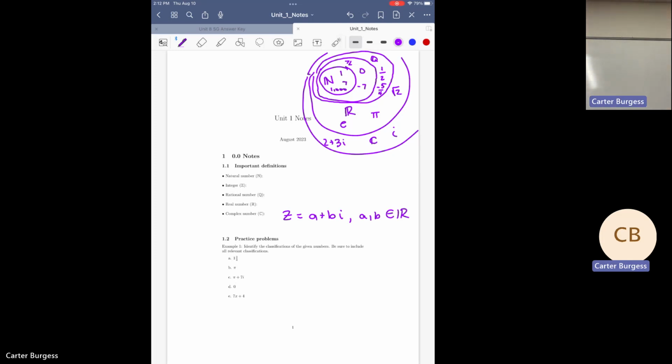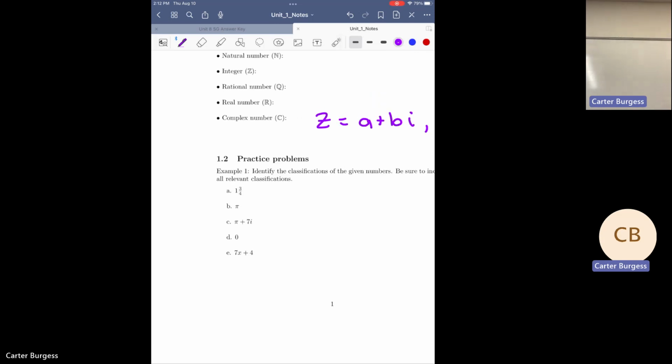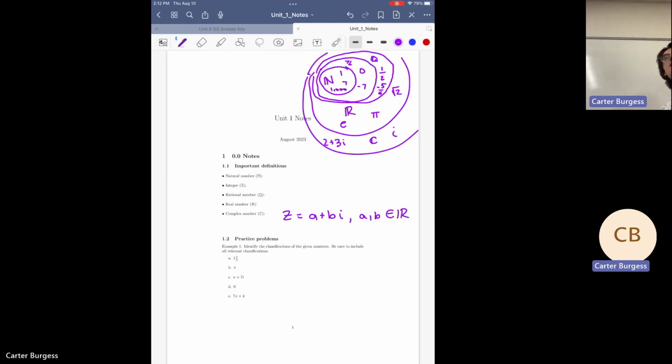Since we have some time, let's take a look at a couple of the examples. So looking here at these practice problems, in this case, we are being asked to figure out the classifications for the given number. And it also says here, be sure to include all relevant classifications. Okay, so it might be easy to identify the outer shell that it lives in. I think a lot of students struggle with then figuring out, okay, which direction do I go? If it's like the square versus rectangle question. If it's a square, is it also a rectangle? If it's a rectangle, is it also a square? Kind of thing. So let's work through that.